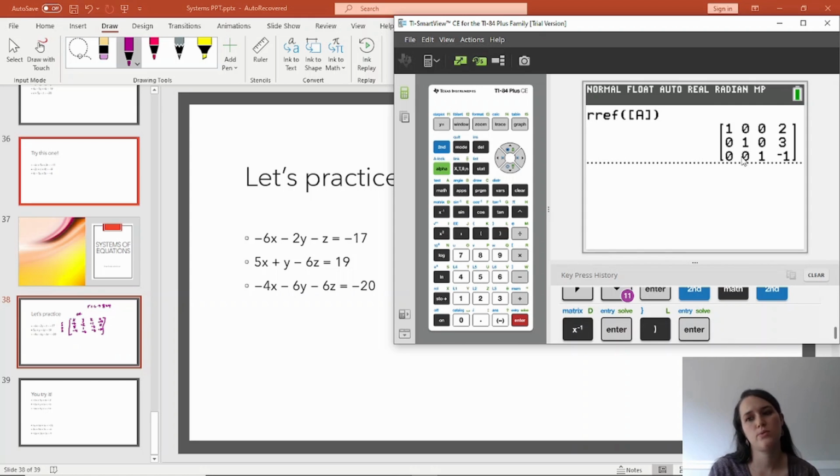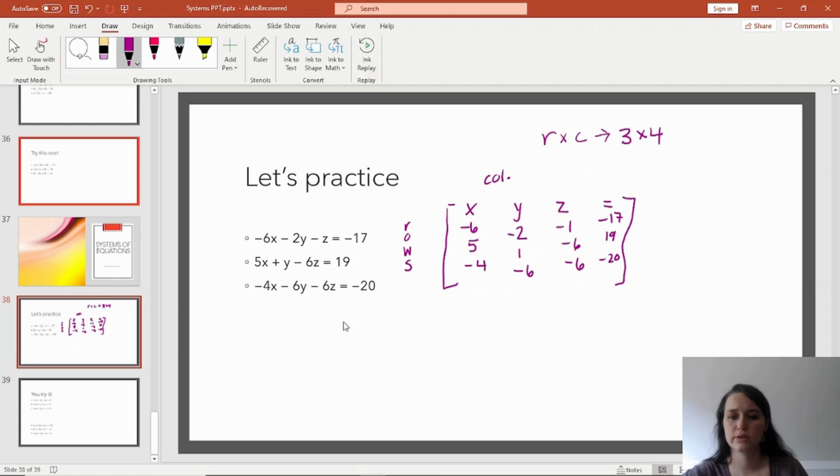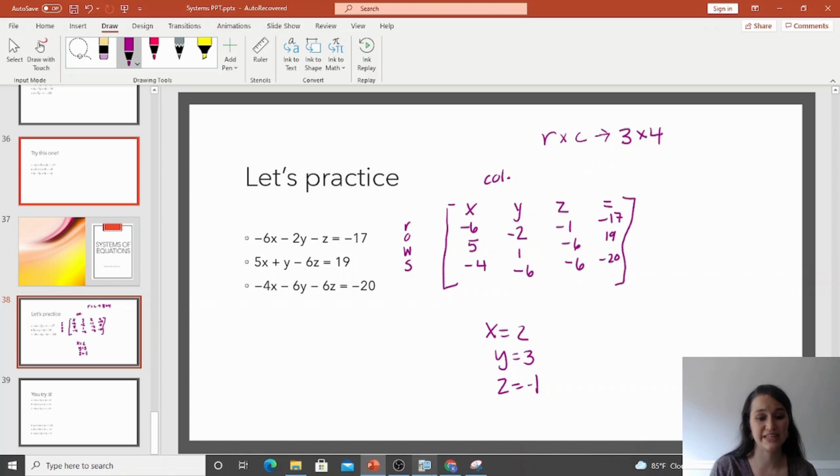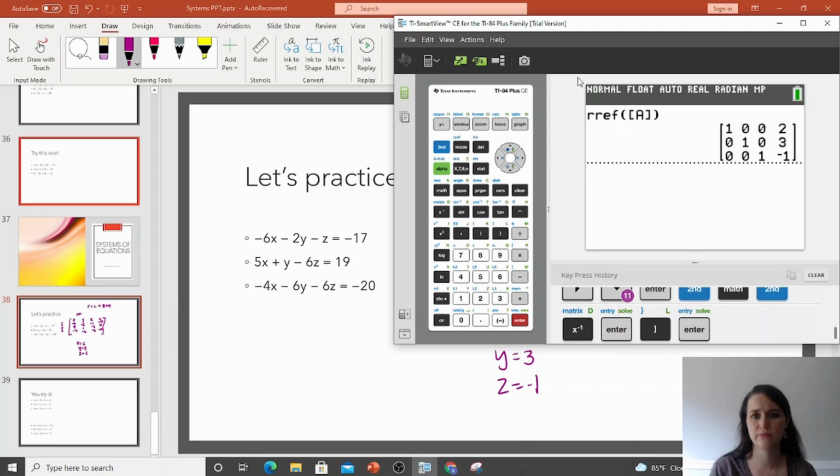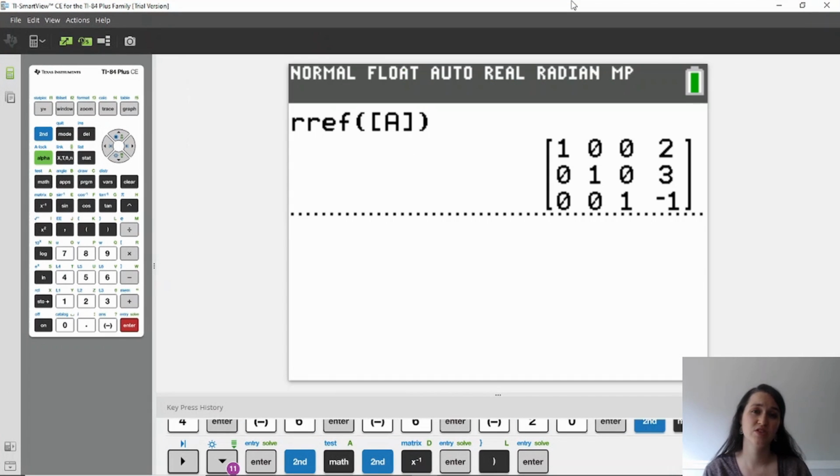So notice what I want. I want diagonal ones. I want all of these to be diagonally 1. If they're not, we'll show you what happens. So this means your answer here is x is 2, y is 3, and z is negative 1. So let's write that: x is 2, y is 3, and z was negative 1. Is that correct? I think it is. Yep.